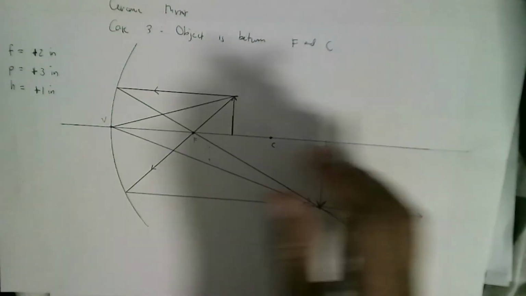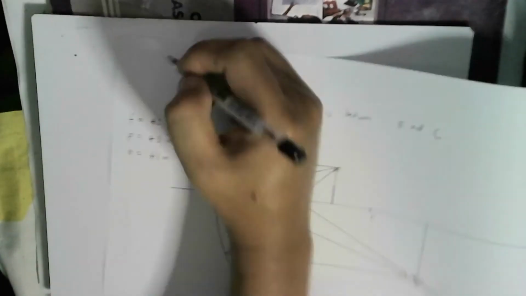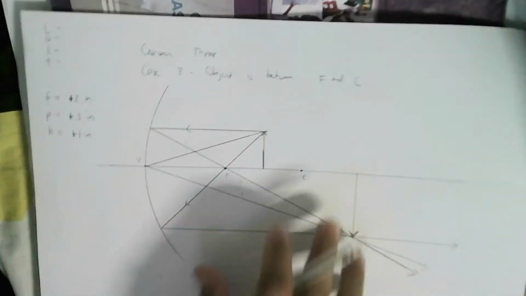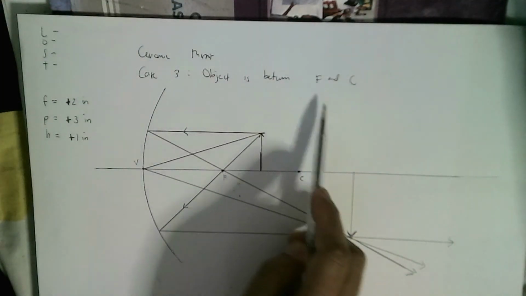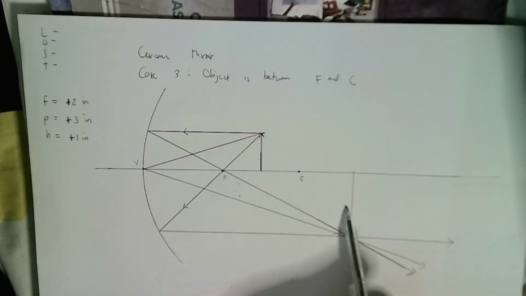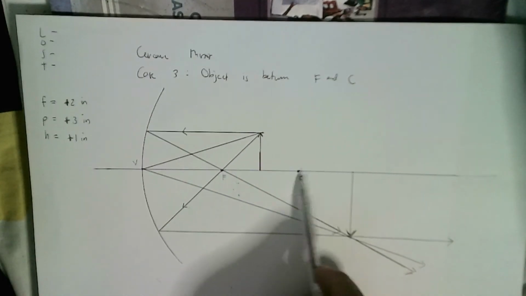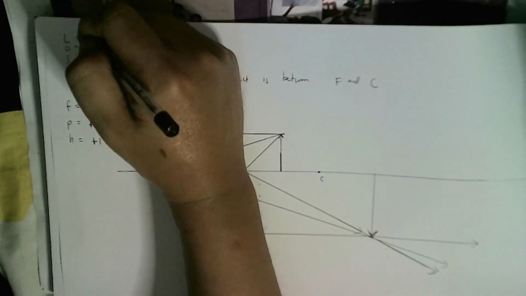Okay, so now we evaluate the loss. Where is the location? Well, the location of the object is between F and C. But where's the location of the image? It is beyond C. So this is beyond C.